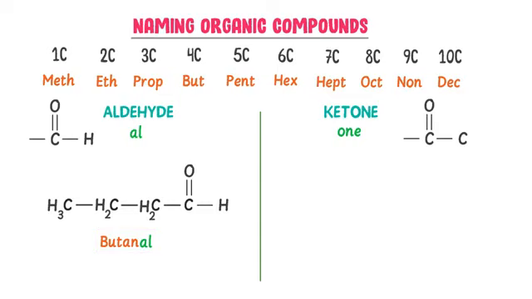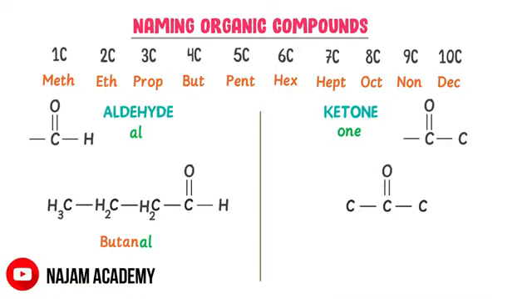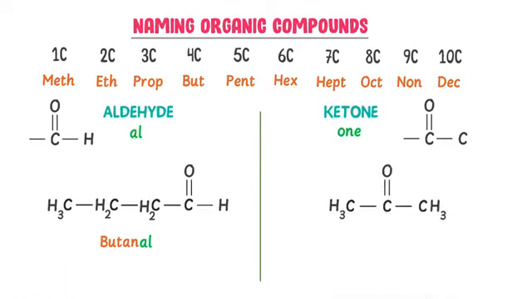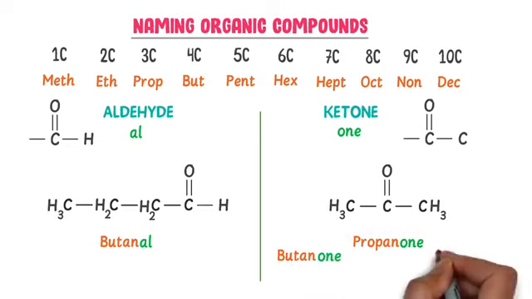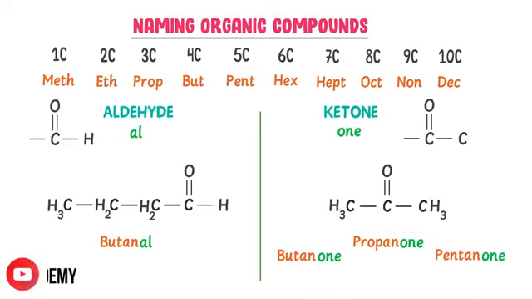On the other hand, consider these 3 carbon atoms. Let the functional group of ketones be bonded to this carbon atom. I write H3, H3. There are 3 carbon atoms present in it, so I write propane. For the functional group of ketone, I write "one". So I get propanone. Similarly, in case of 4 carbon atoms, I get butanone. In case of 5 carbon atoms, I get pentanone. I hope that you have learned all about the nomenclature of organic compounds.